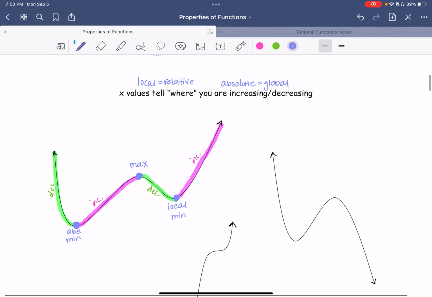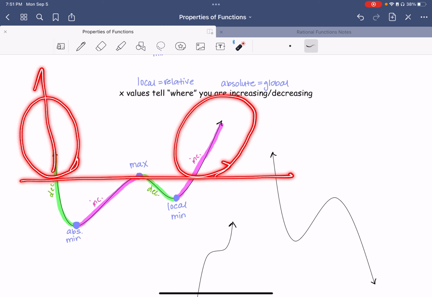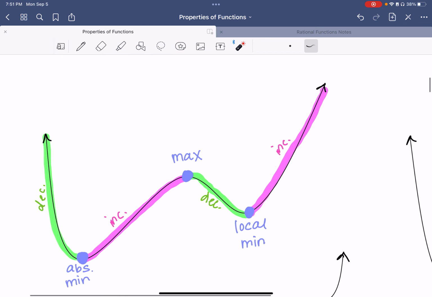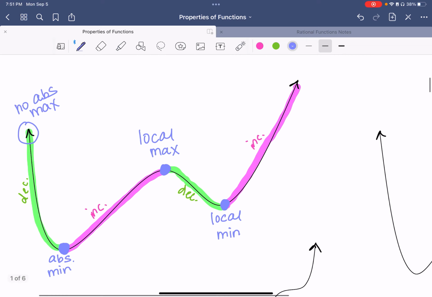Okay, now the middle one, we said it was a maximum. If you were to draw a horizontal line through that, you can see we have a lot of graph. This one goes up forever, this one goes up forever. So this point right here is not the absolute highest, but it is a type of maximum. It will just be local or relative maximum. Okay, and again, if your graph goes to infinity, there is no absolute maximum. Okay, just a local max.